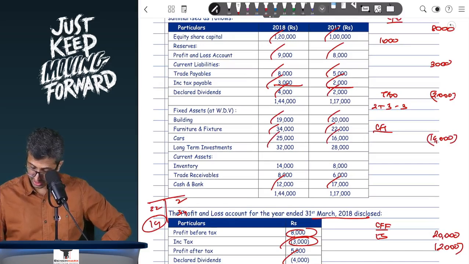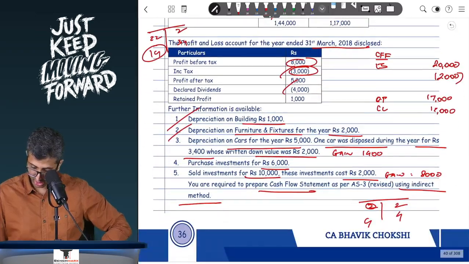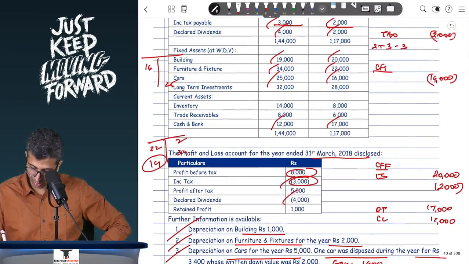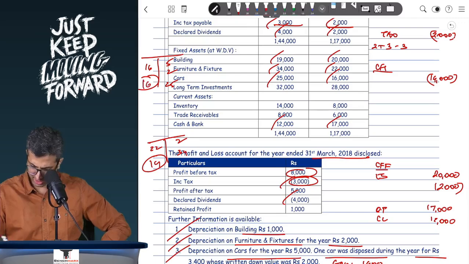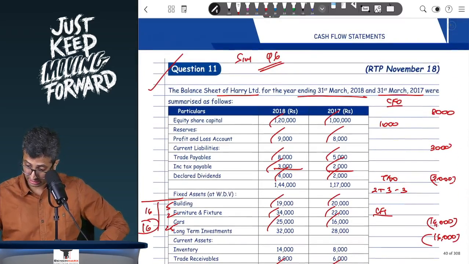Cars 16 से 25. So when I look at the car account, my opening is 16, closing is 25. During the year, a car has been sold and depreciation is 5,000. Car has been sold with WDV of 2,000. 5,000, 2,000 का WDV है, and hence the balancing figure over here will be what? 25 and 5 and 2 minus 16, maybe 16,000 another. ये 16,000 गया.